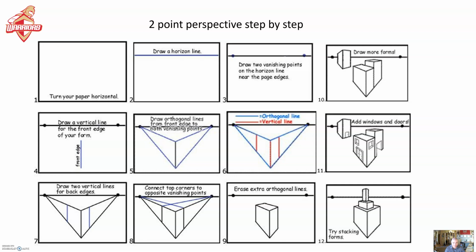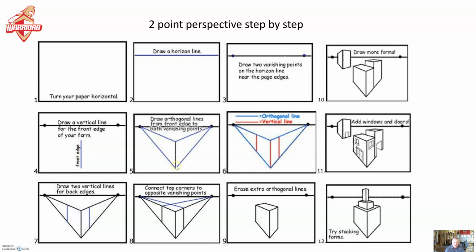Now, here's kind of how you draw a 2-point perspective. Number one, you draw the horizon line. Then you draw a vanishing point on the left and the right of the horizon line. And now you go down to number 4, and you draw a line straight up and down.